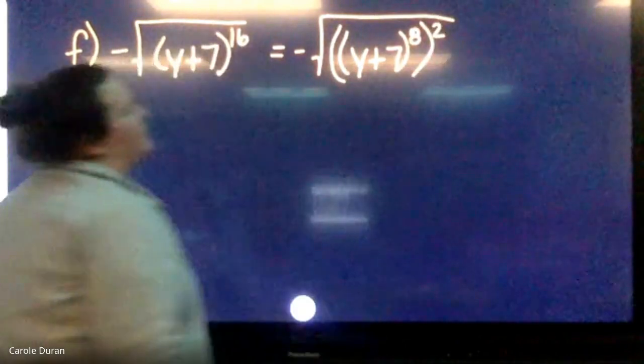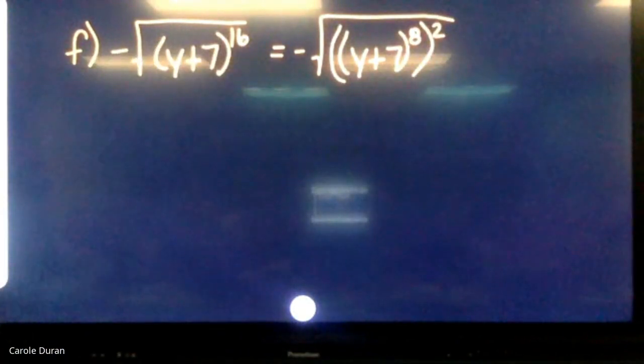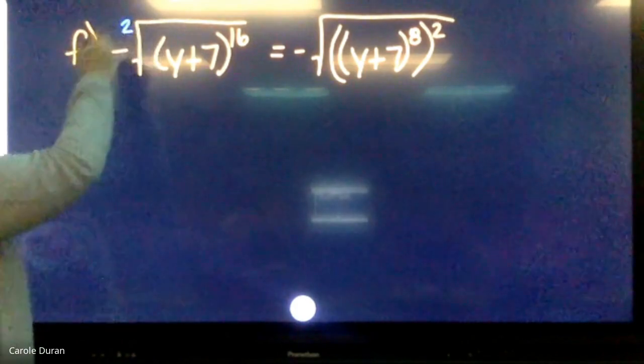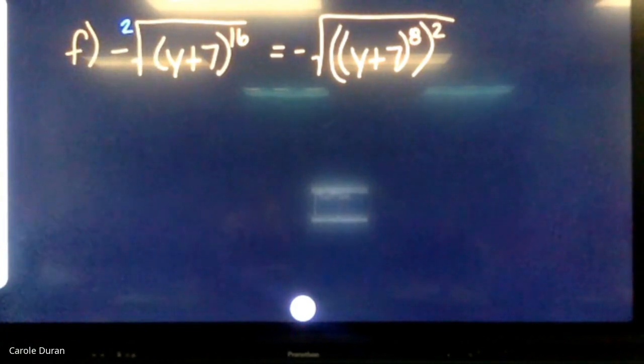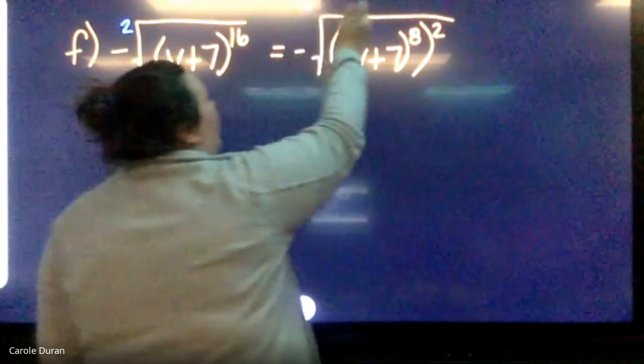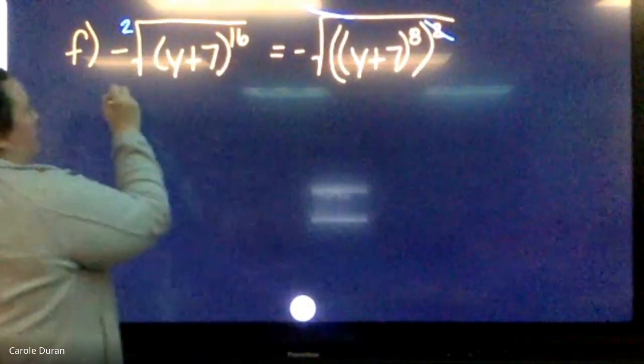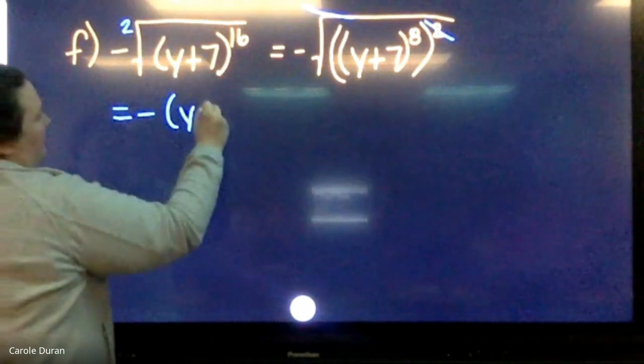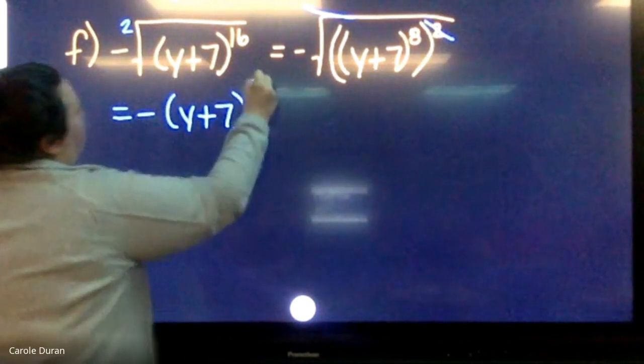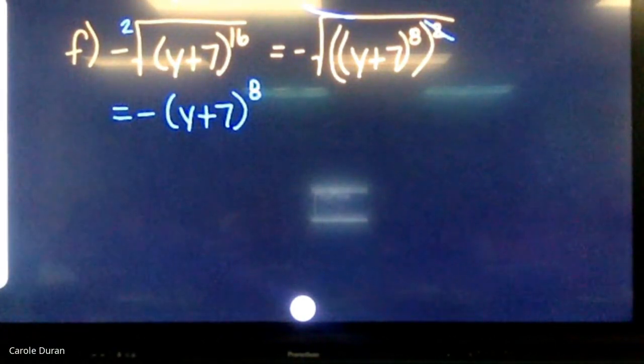How did you know I was looking for something times 2 to equal 16, Connor? Perfect. We assume this is a square root because there was no number there, which means I was looking for something times 2 to equal 16. Perfect. And then what can we do from here, Connor? In the square root, right? And then we are left with the negative of y plus 7 to the 8th.